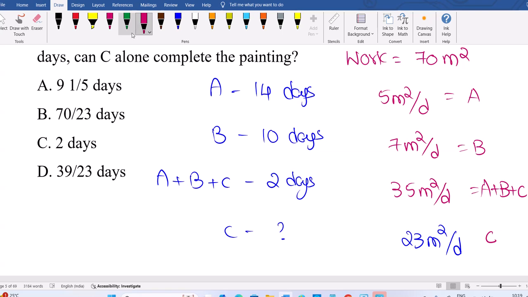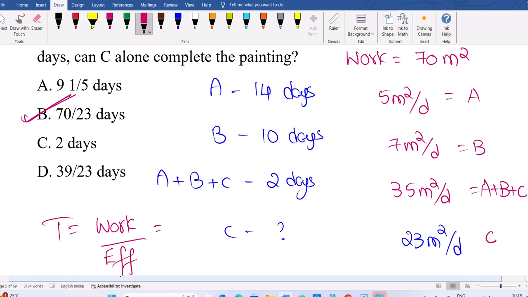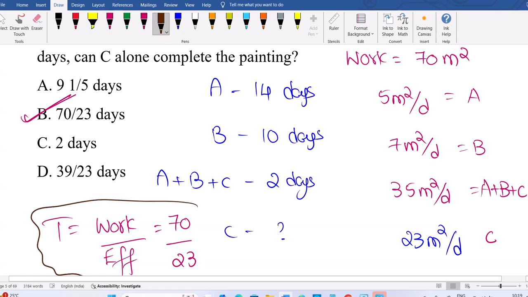Now, what is the time taken by C? What is the total work we have to do? 70. C can do 23 meter square per day, so 70 by 23 is the answer. Time is work by efficiency. Work C should complete is 70. The efficiency of C is 23. So 70 upon 23 is the answer. Option B, 70 out of 23.